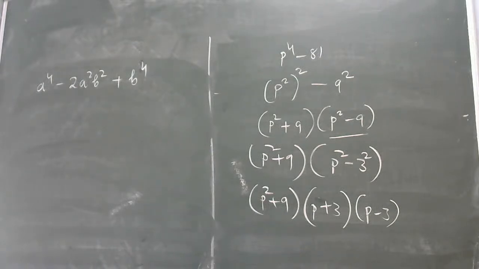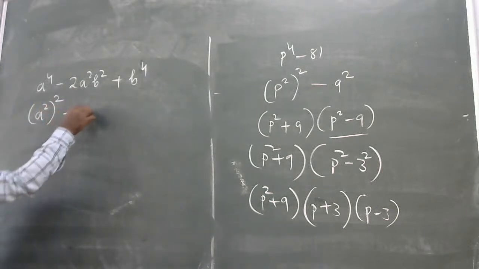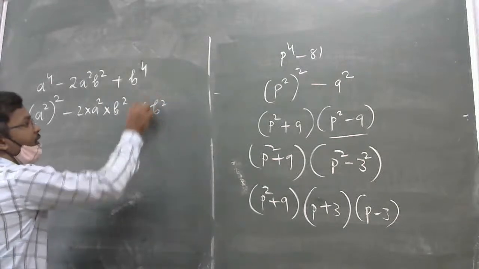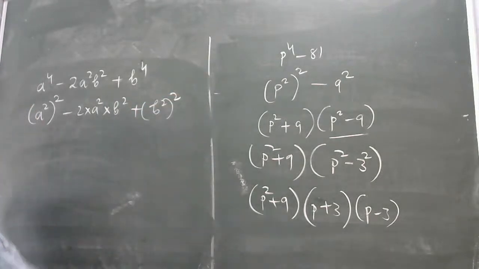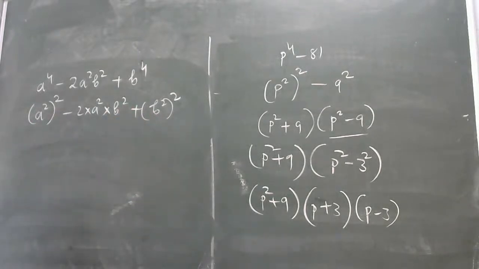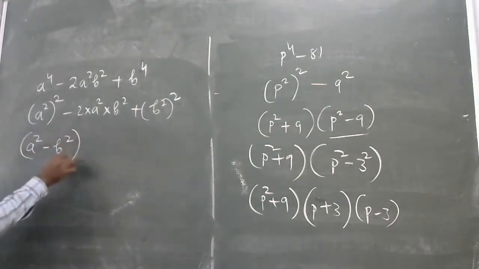Which identity will you use here? A minus b whole square. So what you will get, this one we can write as a square whole square minus 2 into a square into b square plus b square whole square. So it is in the form of a square minus 2ab plus b square. So this we can write it as a square minus b square whole square.